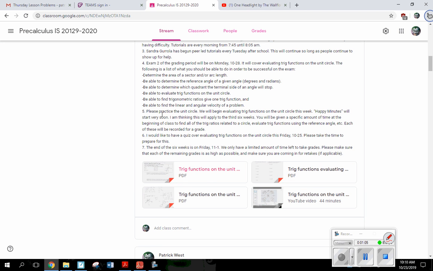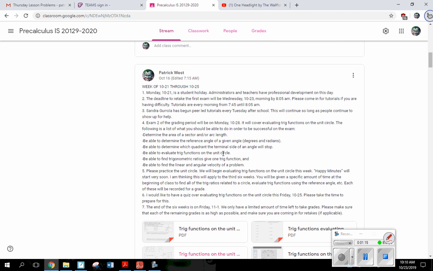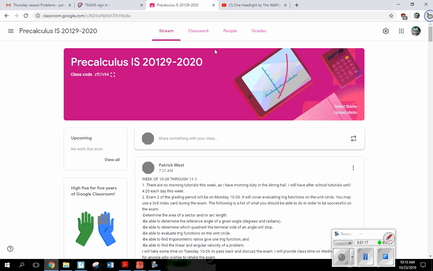I did also post right by it the answer key. So if you're not able to make it in for tutorials, you can at least check your progress and see how you're doing. As far as the rest of everything, remember next week I'm not going to have any morning tutorials because I have morning duty in the dining hall. So tutorials next week, not this week, will be from 3:55 to 4:20, if anybody needs to come in and ask me any questions.